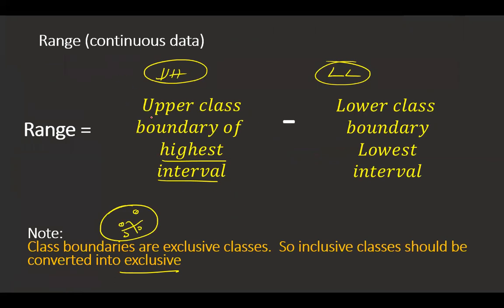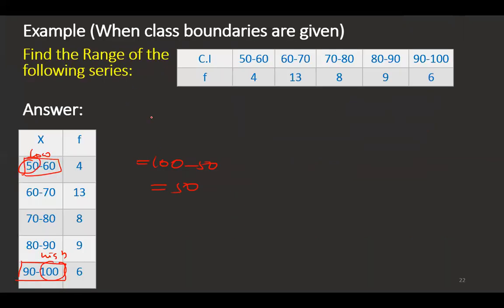I'm going to show it once again here. Upper class boundary of highest interval. This is the highest interval here, and I want to find out its upper boundary. Now this is the lowest interval here. I am finding out the lower boundary, that is 50. So my answer is 50 here.